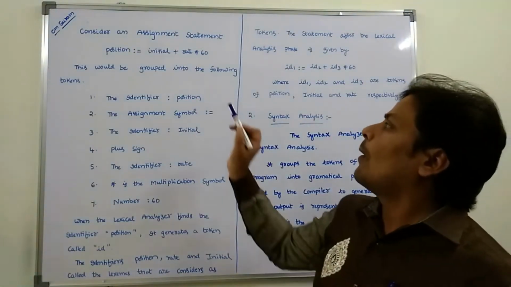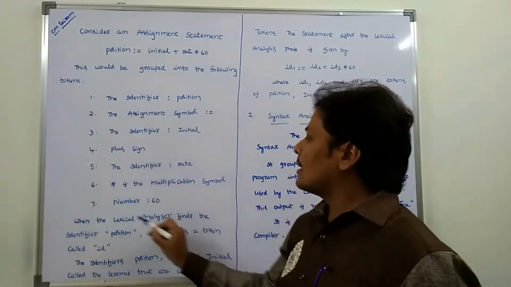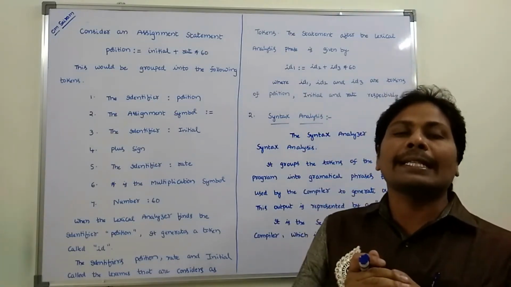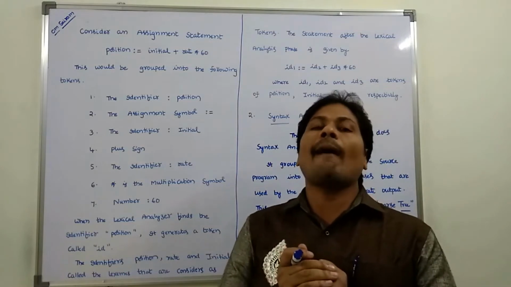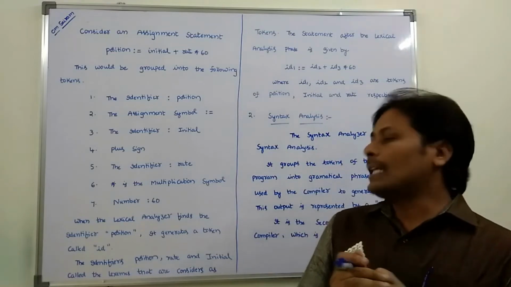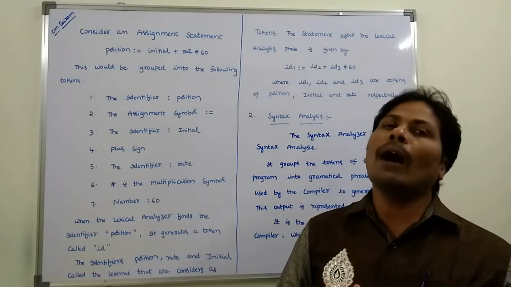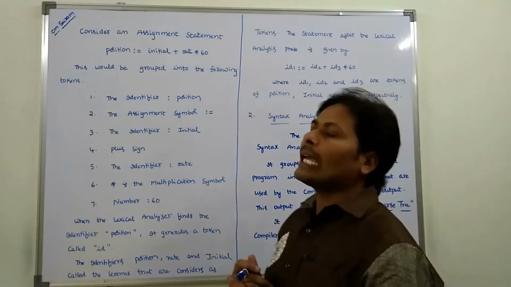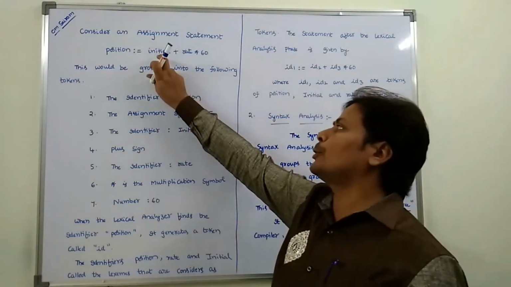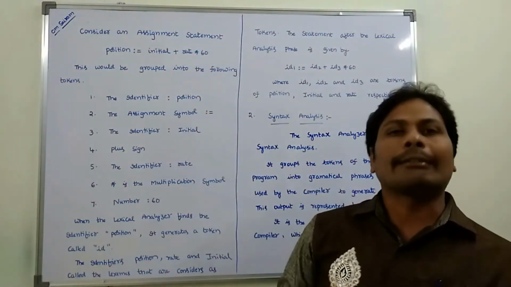So this statement can be formed like this. When the lexical analyzer finds the identifiers position, initial, rate, they are formed as tokens ID1, ID2, ID3. The token ID1 is for position, the token ID2 for initial, the token ID3 for rate.